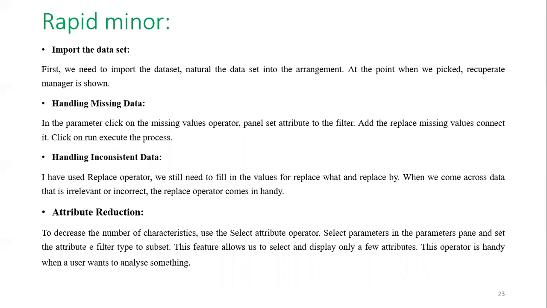Next, coming to the inconsistent data handling, I've used the replace operator. We still need to fill the values for replace what and replace by. When we come across data that is irrelevant or incorrect, the replace operator comes in handy. Then coming to the attribute reduction, to decrease the number of characteristics, use the select attributes operator, select parameters in the parameters pane, and set the attribute filter type to subset. This feature allows us to select and display only a few attributes. This operator is handy when a user wants to analyze something.